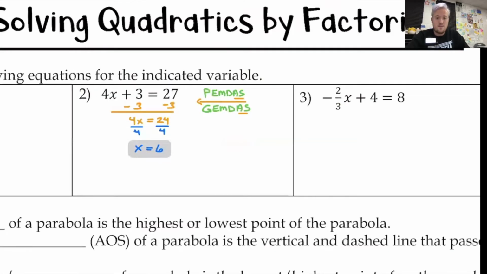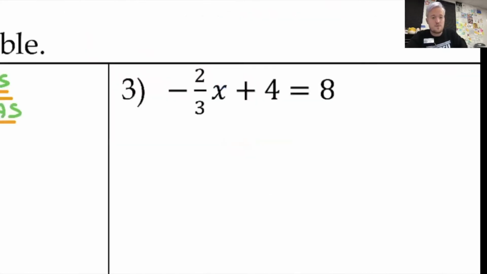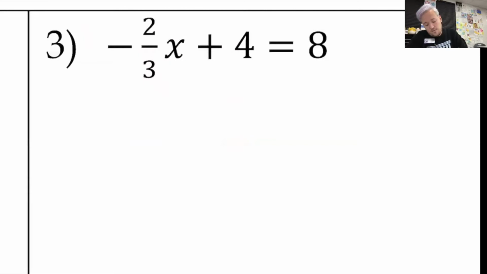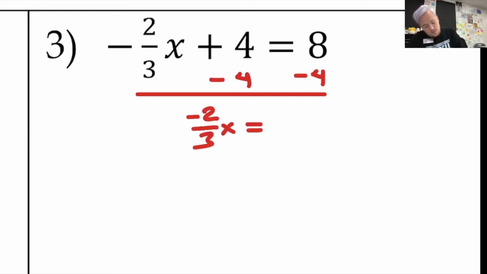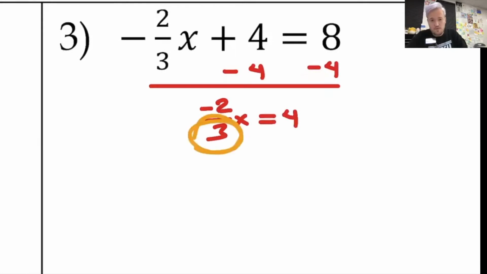All right, moving on. Same idea here with number 3. First off, I'm going to subtract 4 on both sides. I'm going to undo the addition. So I'm going to have negative 2/3 x equals 4. Now, because of this fraction, I want to get rid of this denominator first. So that's negative 2 divided by 3, so I want to multiply both sides by 3.